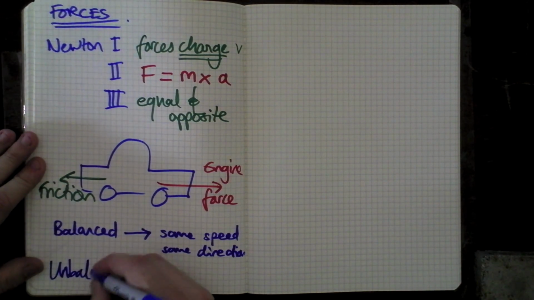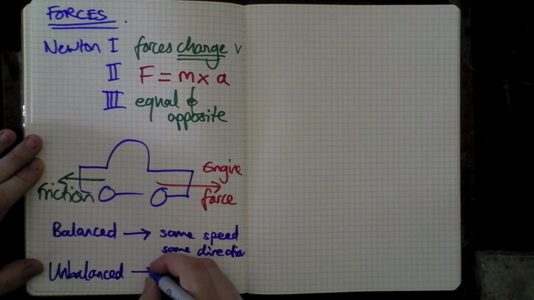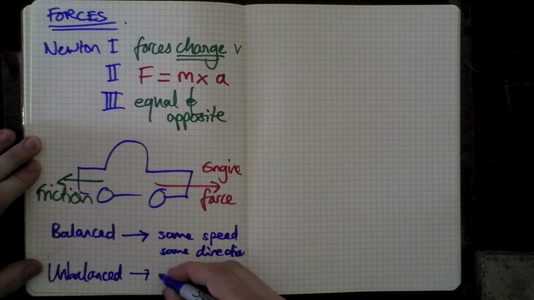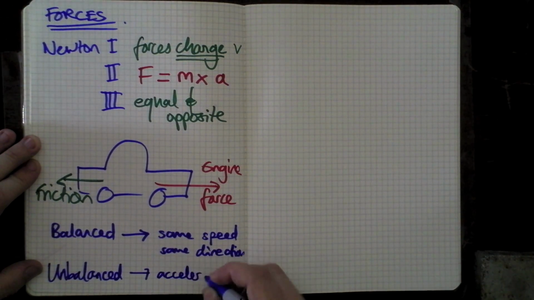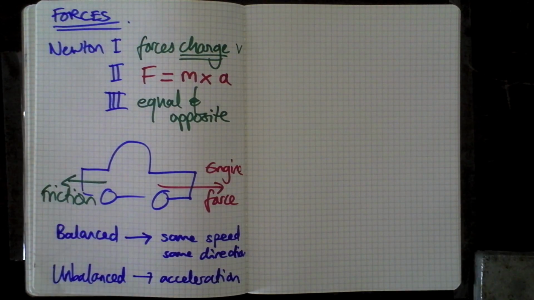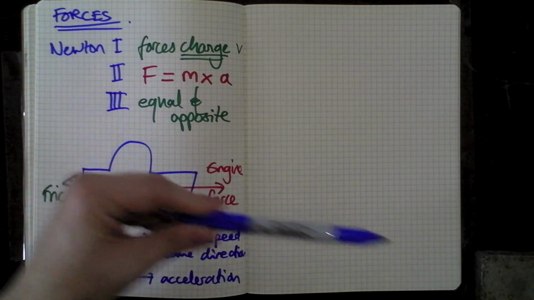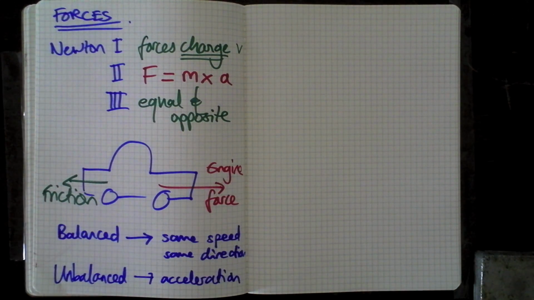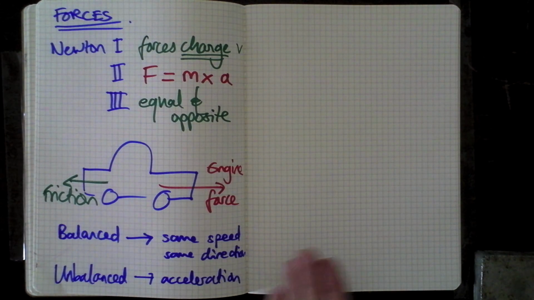If one of these forces was bigger than the other, then you would see a change in velocity, an acceleration. Now in this case, if the engine force is significantly bigger, you will see a car accelerating forwards, getting faster. But if for some reason the frictional force was bigger than the engine force, if you put the brake on instead of the accelerator, so there was no engine force, just frictional forces pulling backwards, this car would also be accelerating, slowing down, decelerating if you like.